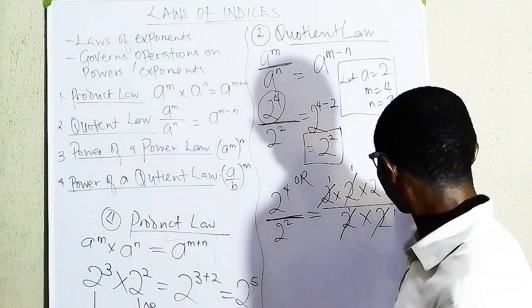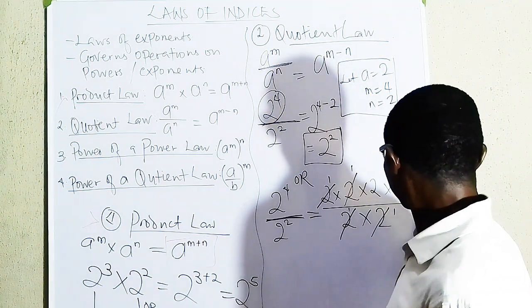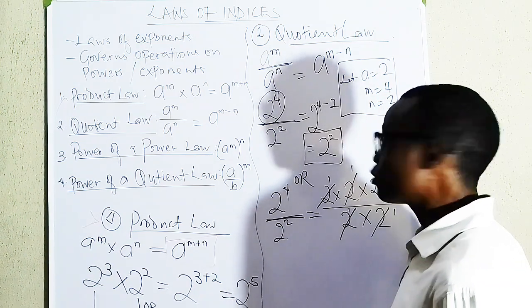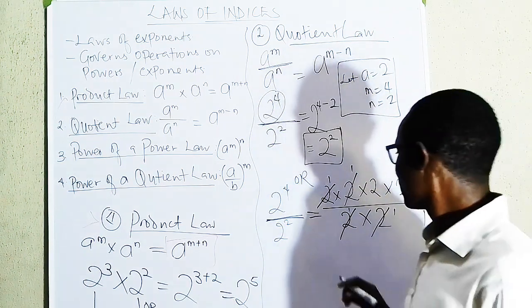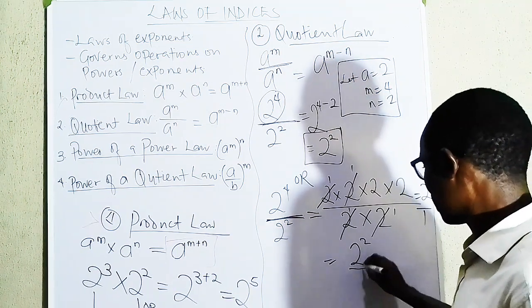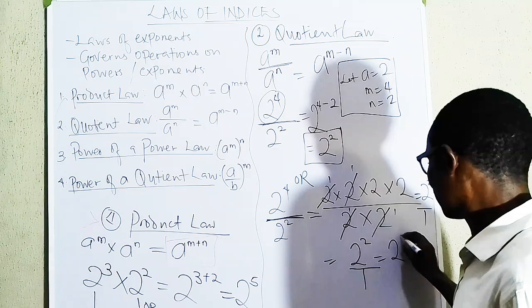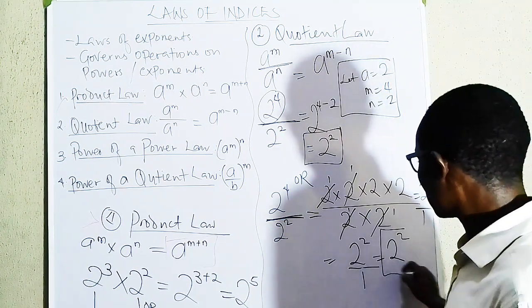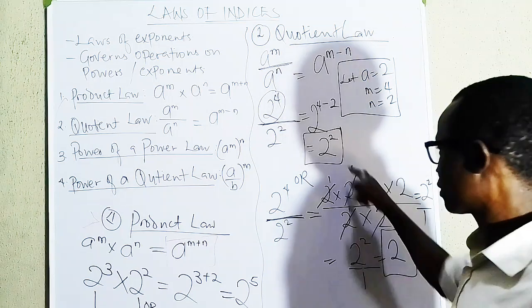Or let's even leave it out. How many 2's are here? 2. 2 raised to power what? 2 divided by 1 times 1 is 1. So any number divided by 1 is still itself, right? So what we have here is 2 raised to power 2 divided by 1, which is written as 2 raised to power 2, right? Anything divided by 1 is still itself. So in essence, this answer is the same as this.